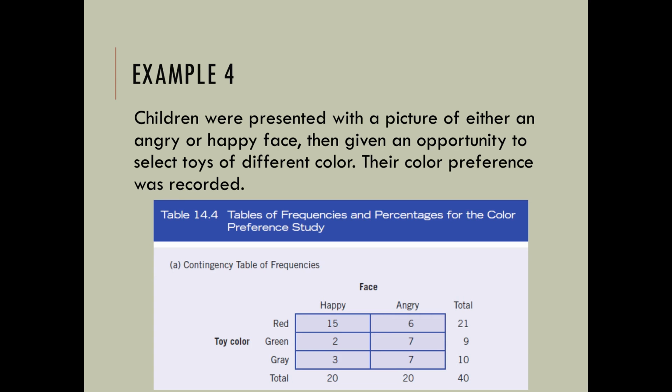Ready? Cool. So children were shown a picture of either an angry or a happy face, and then they were given an opportunity to select toys of 3 different colors, and we recorded which face they were shown and which color toy they picked. So what is our independent variable?